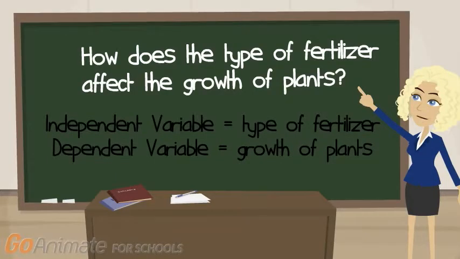A well-written scientific question should contain the independent and dependent variables. In this question, how does the type of fertilizer affect the growth of plants? The type of fertilizer is what the scientist is changing, while the growth of plants is what's being measured. Everything else, like the type of plant or amount of water, is a controlled variable or constant.